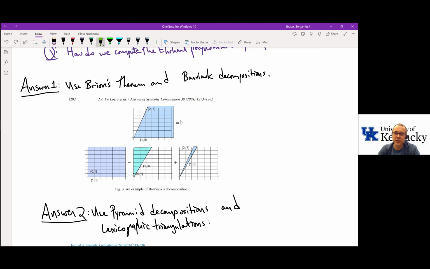They're much simpler. So there's this whole theory of signed decompositions of cones, which corresponds to signed decompositions of polytopes, and lets you compute in this way.